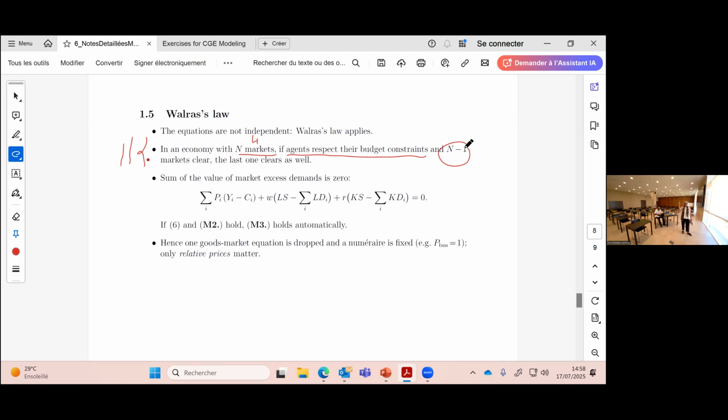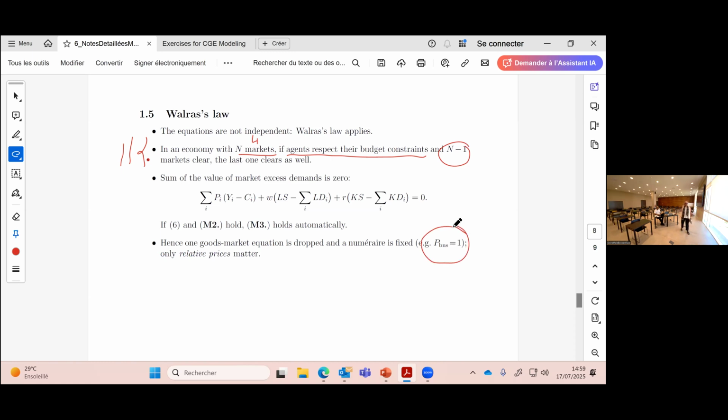Then I had 16 variables. I fixed 2 variables, labor supply and capital supply, as exogenous variables. But here I know that I have 1 equation out of 14 that is redundant. Then I have only 13 equations, but I still have 14 variables. Then 13 equations, 14 variables. Then I have another problem. The system is still not square, and that is why we put one.